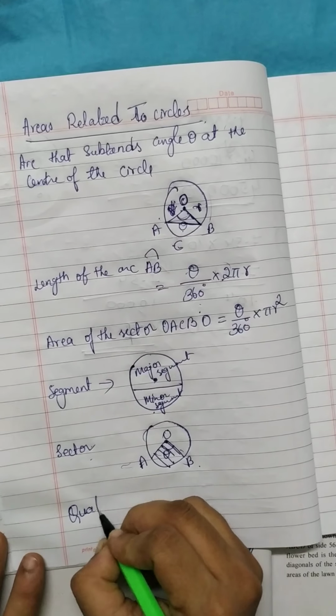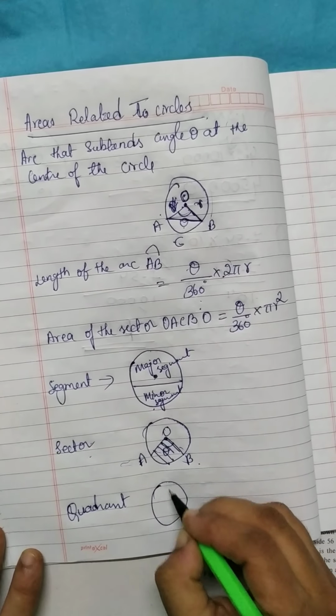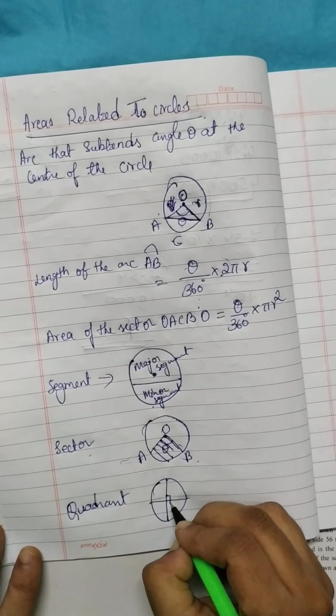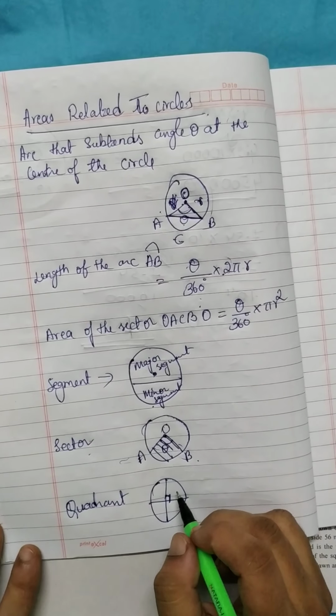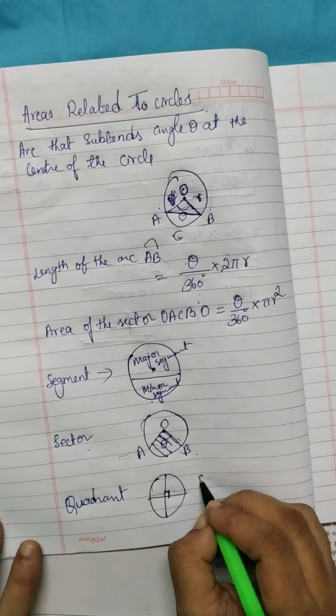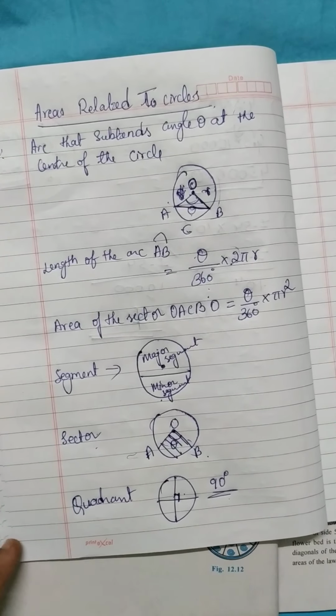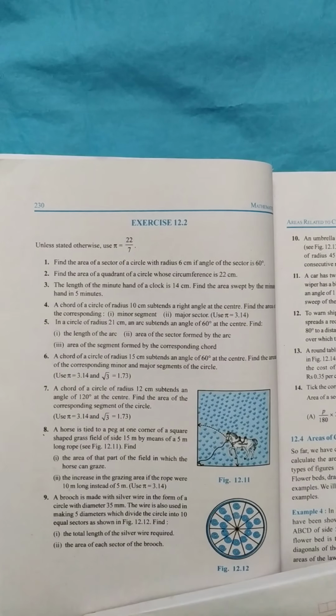One more is a quadrant. Quarter we say, right? Quadrant. So if this is a circle and you do a quadrant, what is the angle? It is a 1/4 of a circular disc. That is, the central angle will be 90 degree. So these are the major things you have to know about it. Now we will work out the exercise directly.